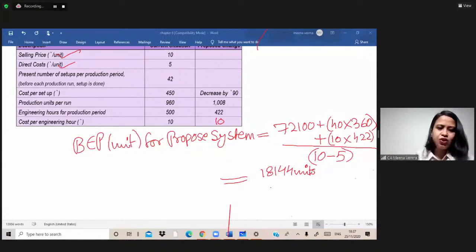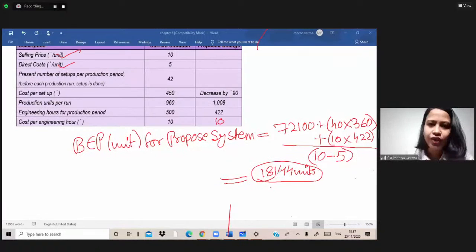Now they're asking you to find the production run. If this is the break-even point, these are the number of units which are required to be produced in order to recover the variable cost and fixed cost. In order to recover all the costs, you need to produce these units.